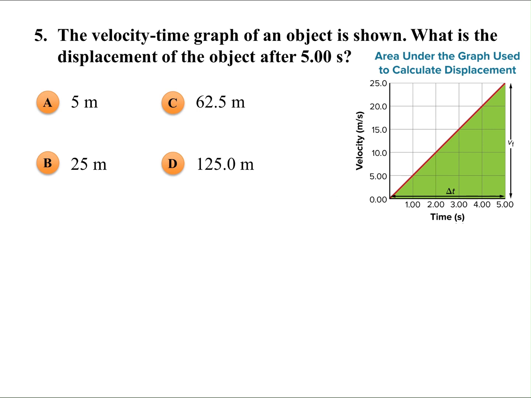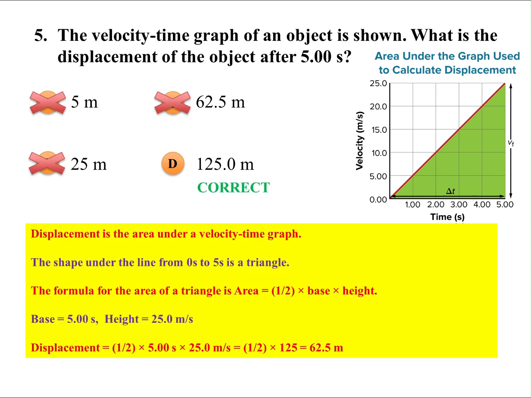The velocity time graph of an object is shown. What is the displacement of the object after 5 seconds? Of course, displacement is the area under the graph, and the shape under the line from 0 to 5 seconds is of course a triangle.